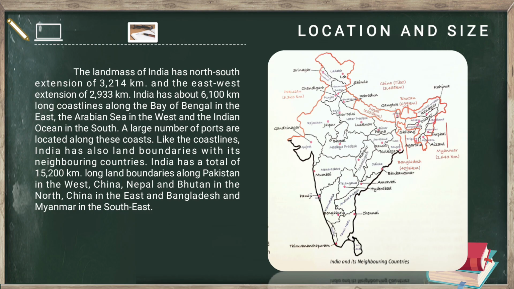This much of kilometer. So approximately you can say how much? 3,000. 2,933. India has about 6,100 kilometer long coastline. So coastlines.